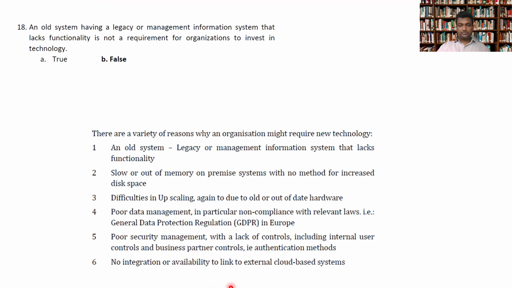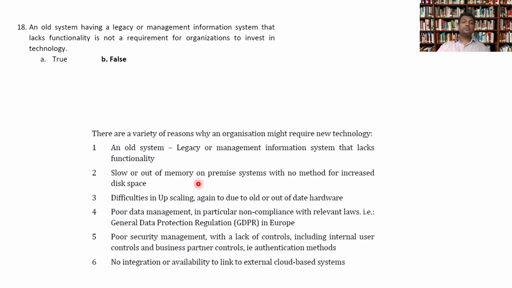So I have taken this part from the textbook here. There are a variety of reasons why an organization might require new technology. So this is what the textbook is saying as to reasons why an organization should be investing in technology. So the first reason itself is, if you have an old legacy system that lacks functionality, then you have to invest. The system is old and legacy and does not have enough functionality, you have to upgrade or go to a new one.